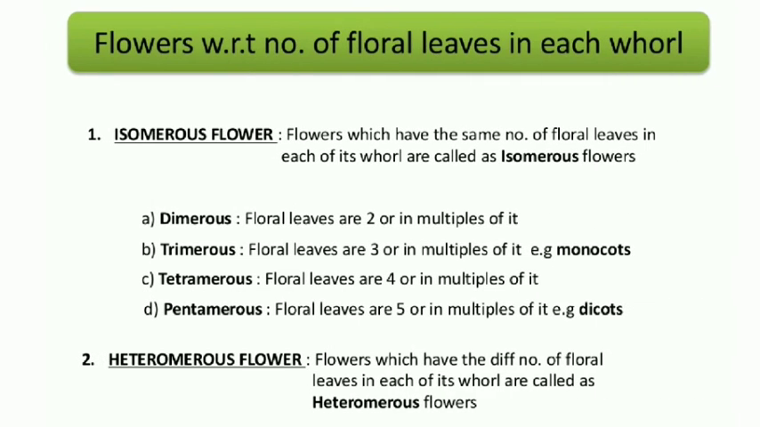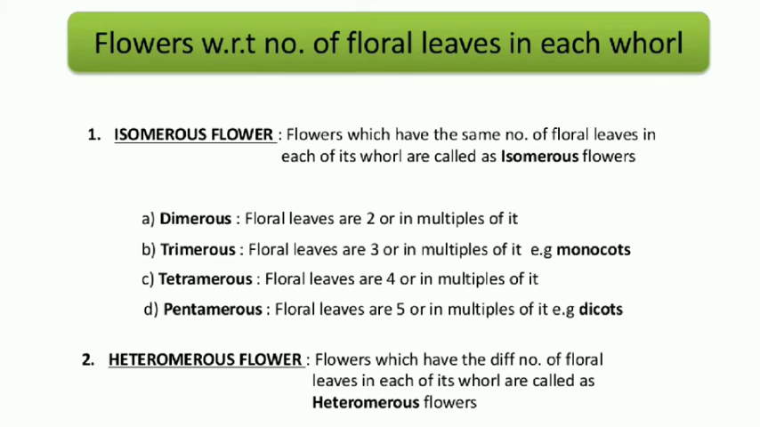There is one more type of classification of the flower: isomerous and heteromerous. We have seen the floral whorls: calyx, corolla, androecium, gynoecium. If all 4 are in the same number, then it is called isomerous. A flower which has the same number of floral leaves in each of its whorls is called isomerous. Heteromerous flowers have a different number of floral leaves in each whorl. For example, in isomerous, dimerous: 2 sepals, 2 petals, 2 stamens and 2 pistils. Trimerous: 3 sepals, 3 petals, 3 stamens and 3 pistils.